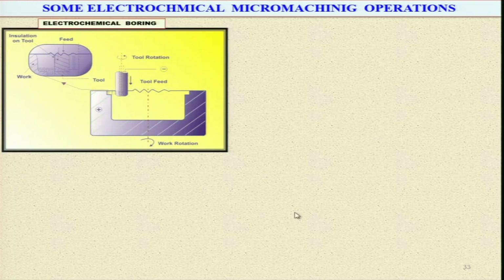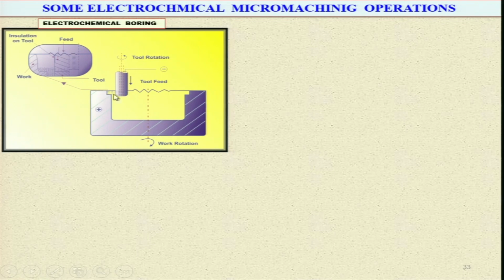Some electrochemical micromachining operations are here. You please see it carefully. This is the electrochemical boring. As we all know, in boring we are increasing the dimension of an already drilled hole. So, this is the drill hole and this is the tool, and you are feeding the tool, so that you are increasing the diameter of this drill hole to this particular drill hole with the help of the electrochemical boring operation. And you can see here electrolyte is shown over here, tool feed is shown over there.